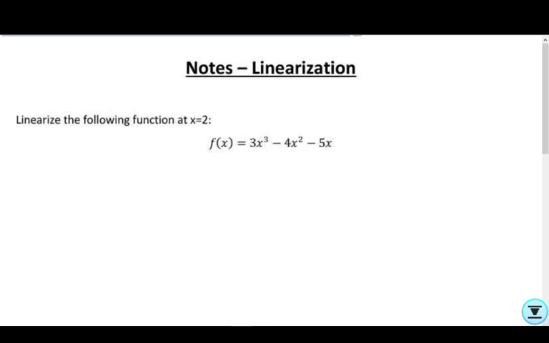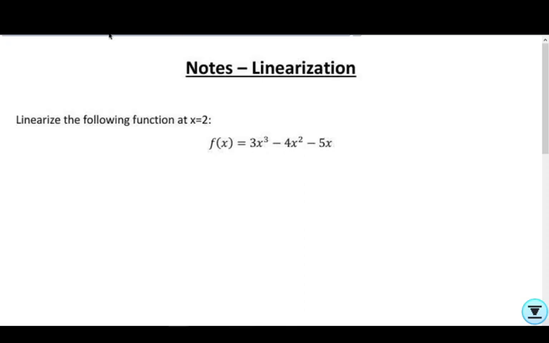Okay, so today we're going over linearization, or what we call linear approximation. It's something that we've actually done before, part of it, and now we're just going to use it. So linearization is nothing more than using the tangent line to approximate a curve. We're going to linearize the following function at x equals 2. So we have this cubic equation here, and we're going to linearize.